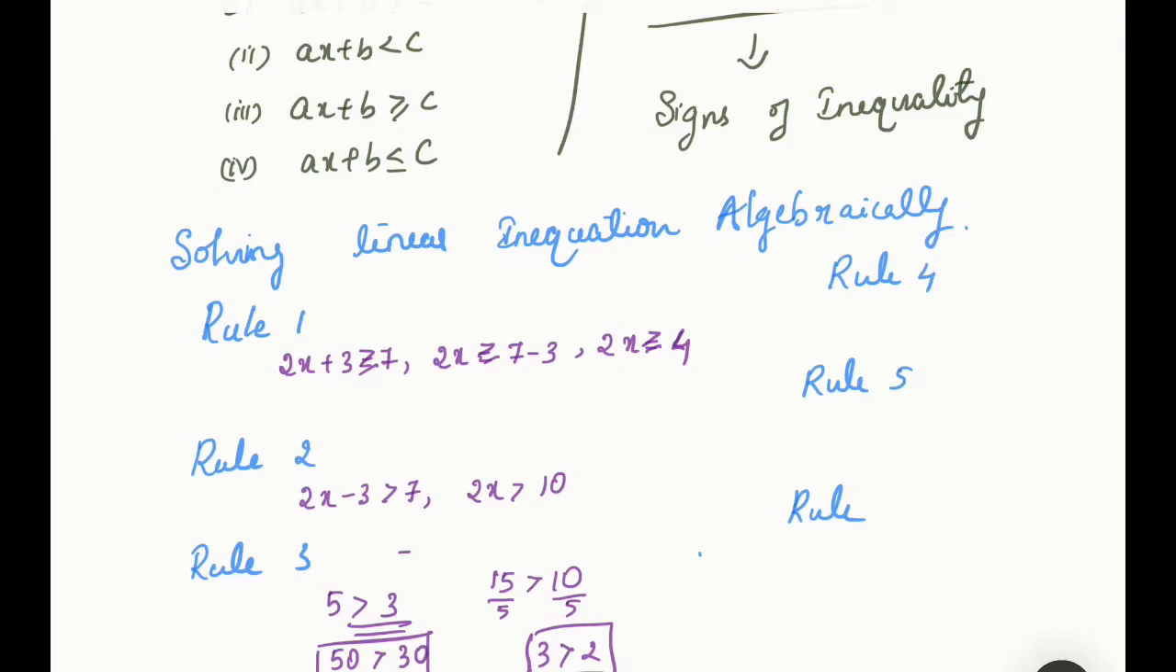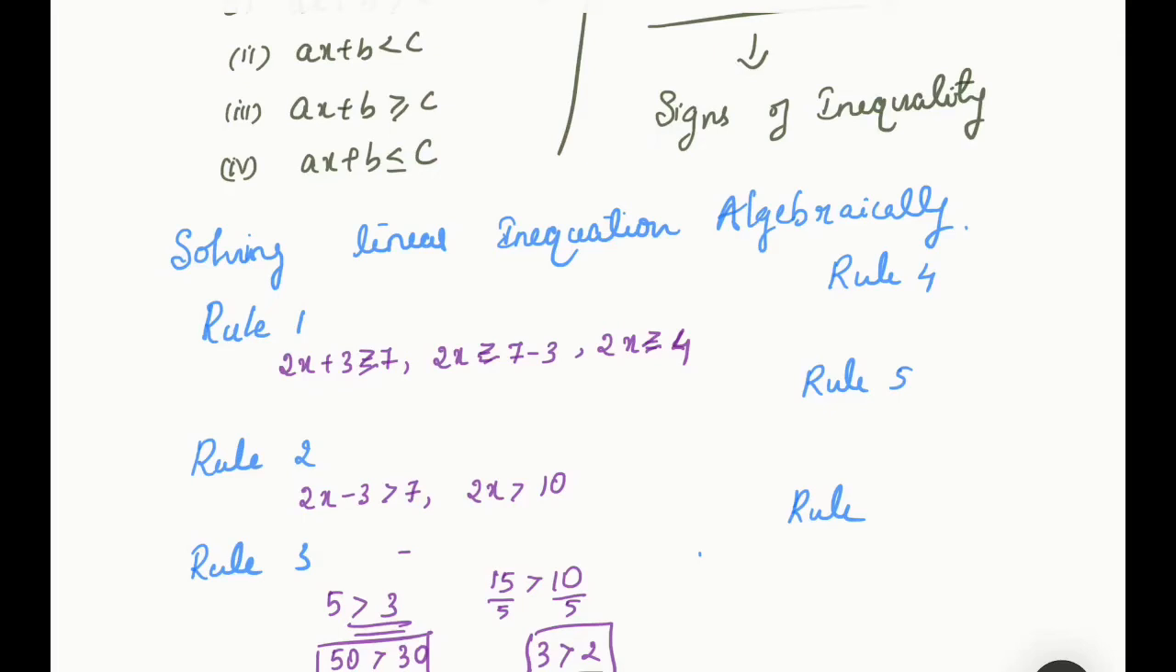Now coming to rule 4. What's given in rule 4? If each term of an inequation be multiplied or divided by the same negative number, the sign of the inequality reverses. So if each term of an inequation be multiplied or divided by the same negative term, the sign of the inequality reverses. So what happens?